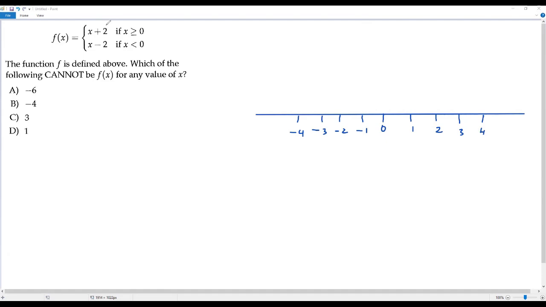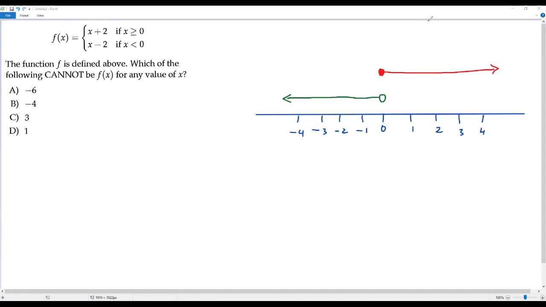Now let me consider the first piece of the given function, x + 2 if x is greater than or equal to 0. X greater than or equal to 0 means we take a filled circle at 0, because x can be equal to 0 or greater than 0, so we draw a line to the right side of 0. For the second piece, x - 2 if x is less than 0, we take an empty circle at 0, because x cannot be equal to 0, but has to be less than 0, so we draw a line to the left side of 0.